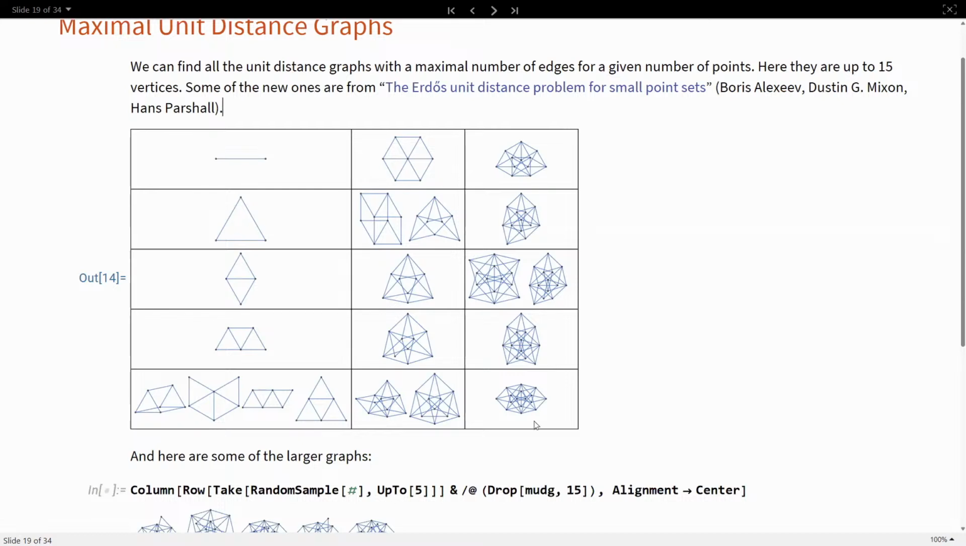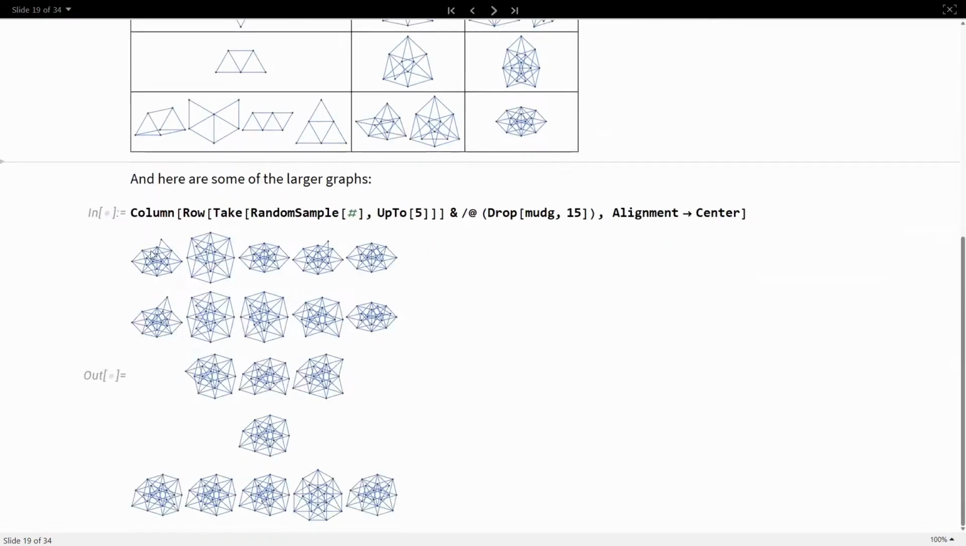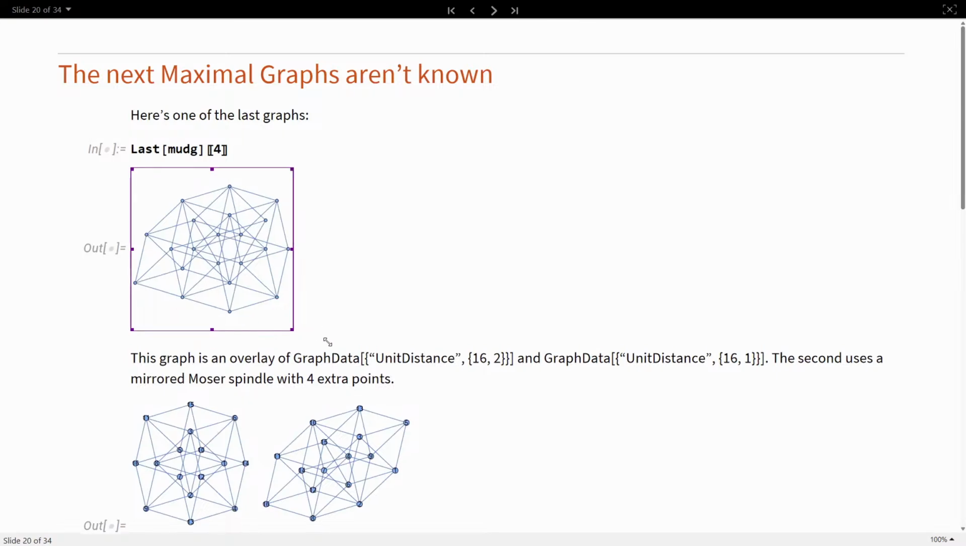Here are the best known examples, or here are the best examples up to 15 vertices, or maybe 16. And here's some examples for slightly larger cases. It's unique for this number of vertices, and various solutions at the end here. Some of these we had in GraphData. We had this one in GraphData earlier. And these will be added to the next version of GraphData sometime soon. Here's the last of those graphs.